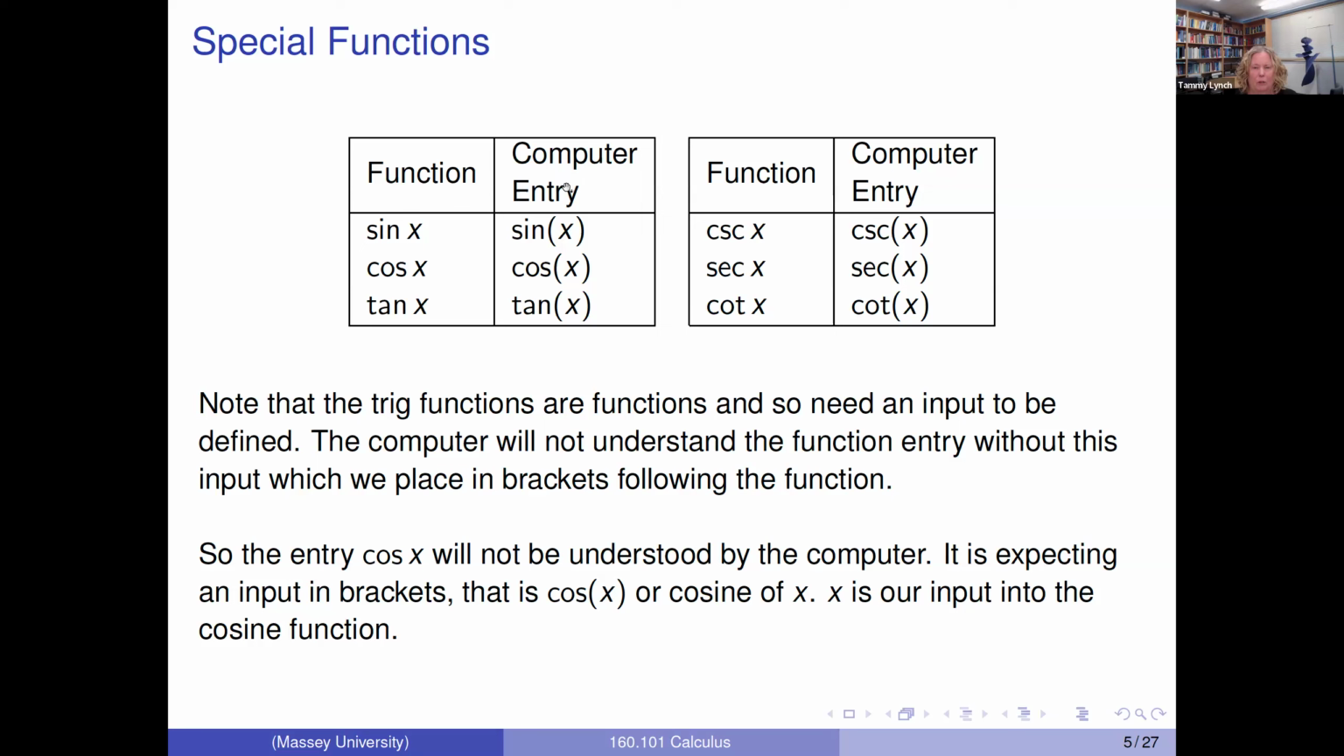So for computer entry, if we want to type in the sine of x, we must have these brackets. This tells me that I'm taking the sine of x. So x is the input into my sine function. Cosine of x. X is the input into my cosine function. So these brackets are quite important for your computer entry. If you don't have those brackets in your quizzes, you will find that you'll get an error.